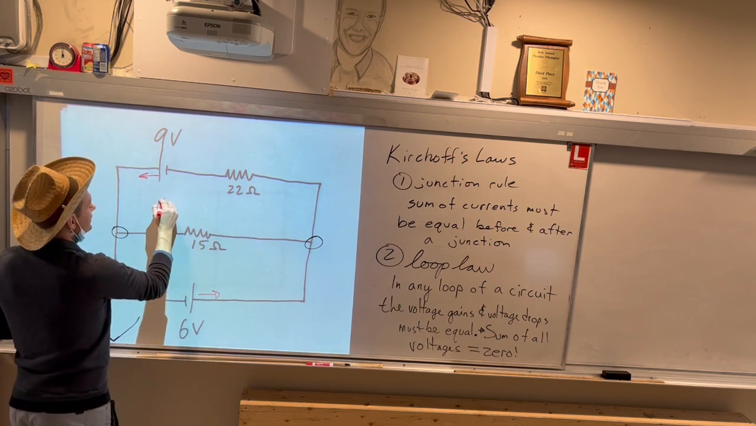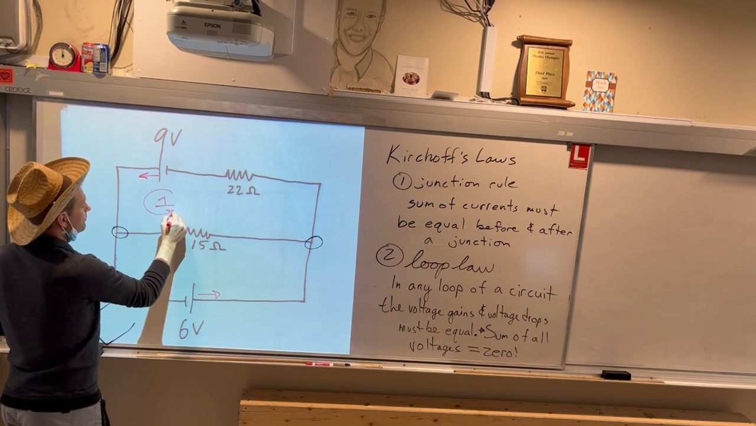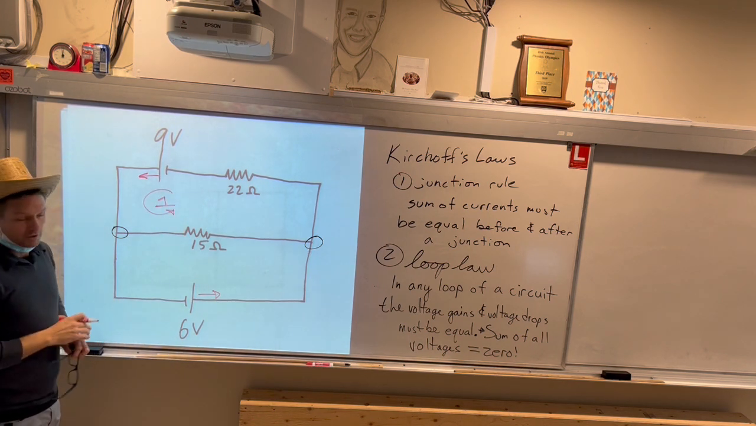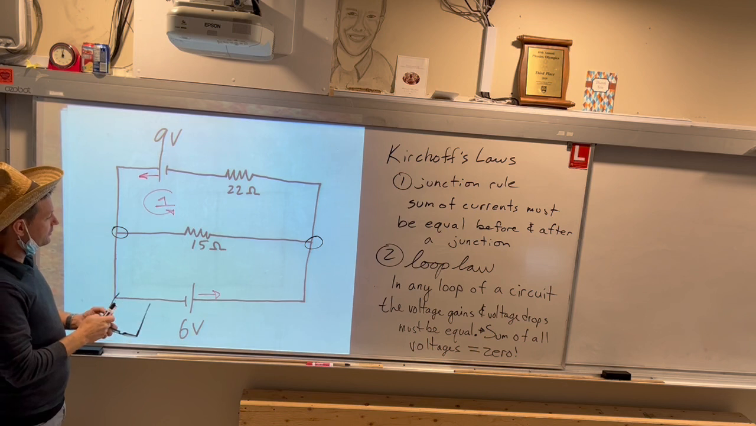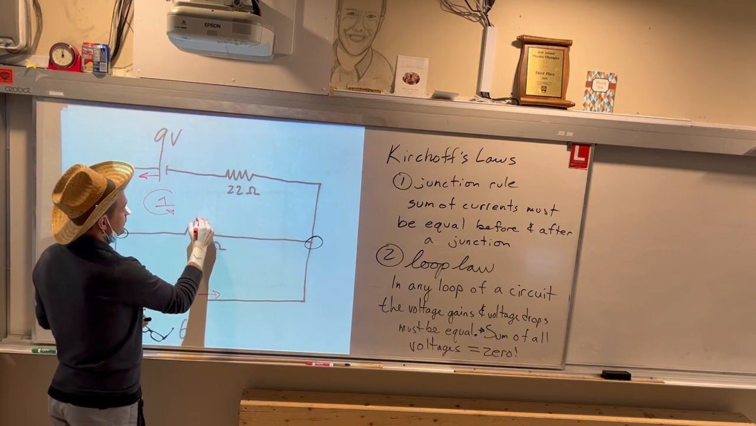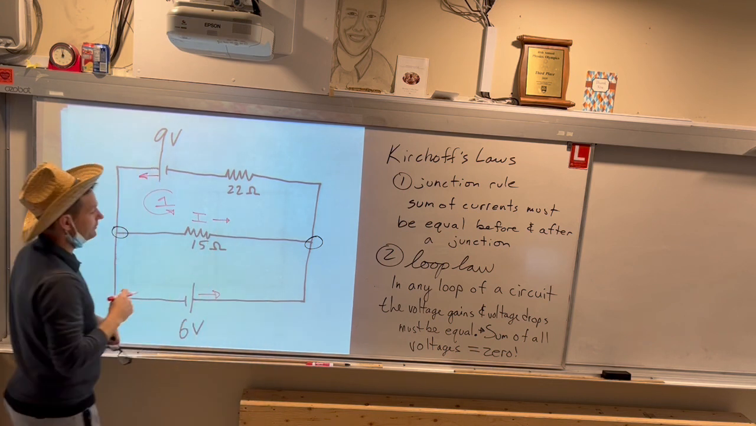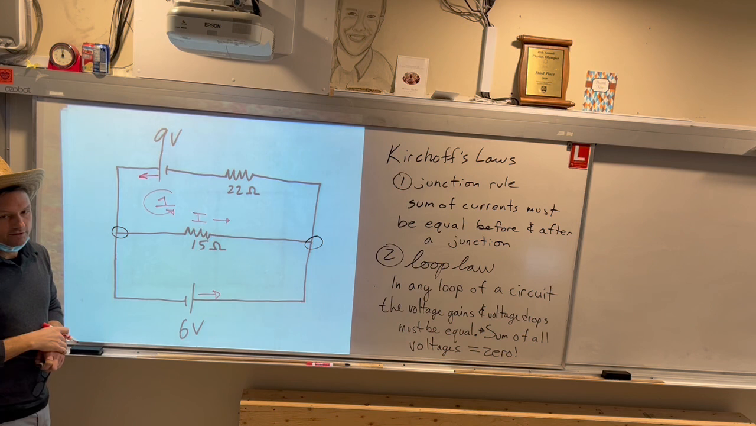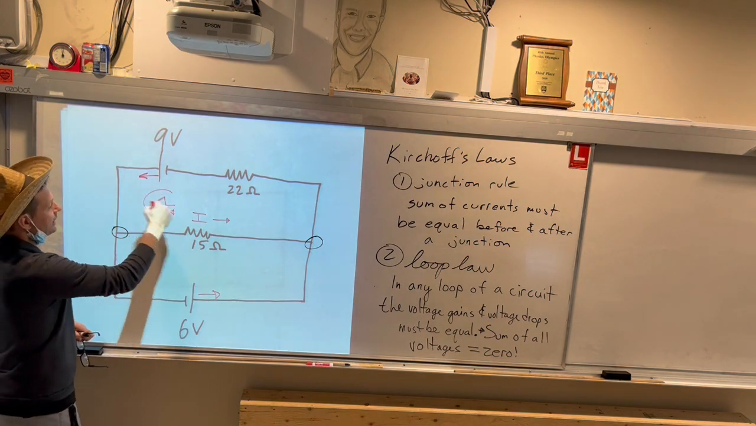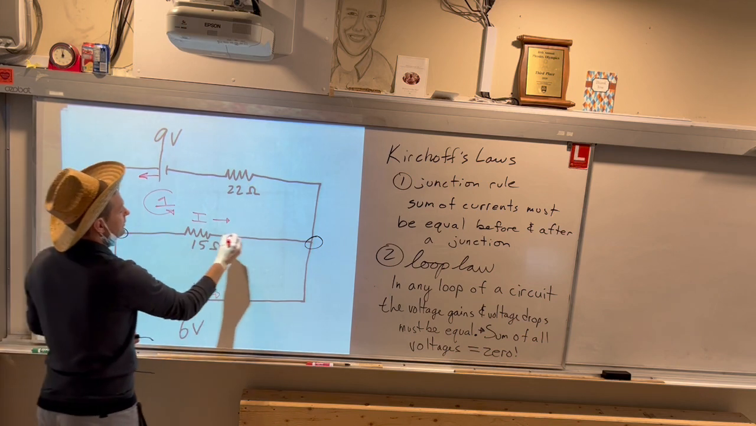And so let's say our first loop is going this way. Okay? So let's say that our current through our 15 ohm resistor is going that way. Does that make sense? So in this loop, it's going counterclockwise. It's going, the 9 volts charging us up, and it's going around like this.